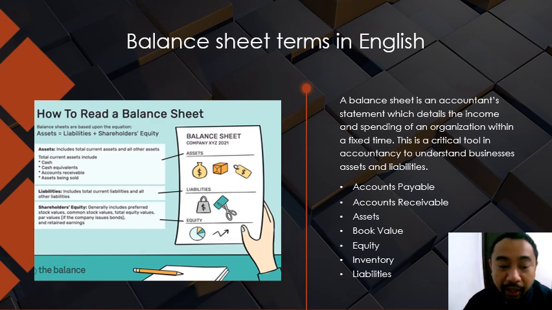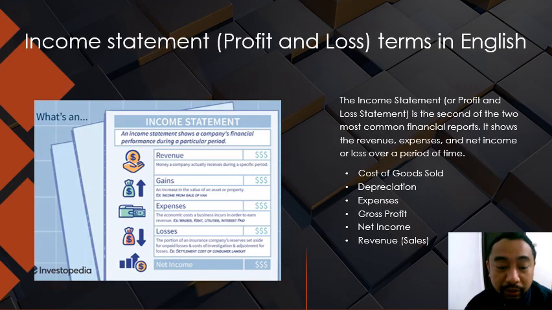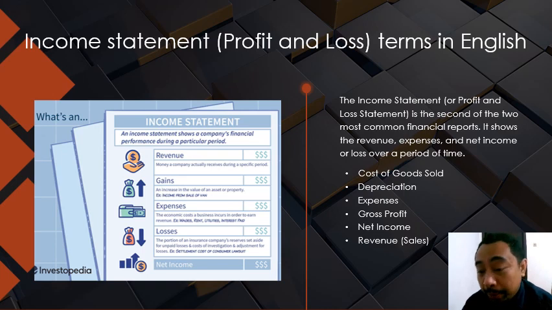Okay, that's all for the first topic, balance sheet terms in English. We will go further to the second topic, income statement, profit and loss terms in English. The income statement, or profit and loss statement, is the second of the two most common financial reports. It shows the revenue, expenses, and net income or loss over a period of time.